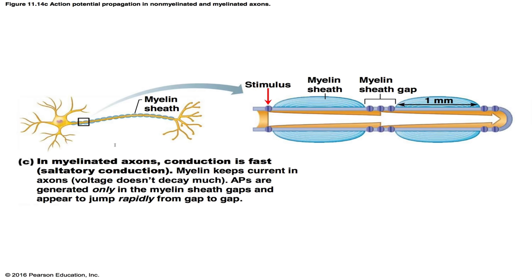So now we're looking at this myelinated axon. And in this myelinated axon, when you look over here, this entire axon is covered, okay? And let's take a closer look now. So here's the axon again, and this is the myelin sheath that's covering this axon.